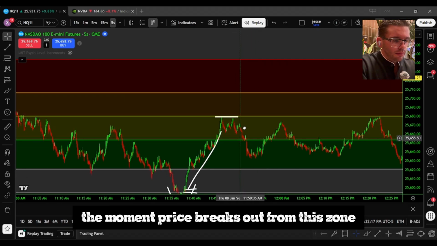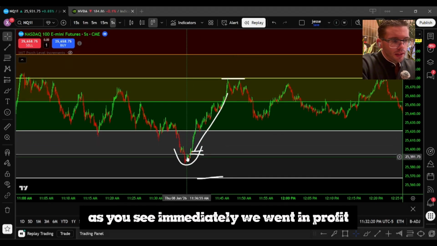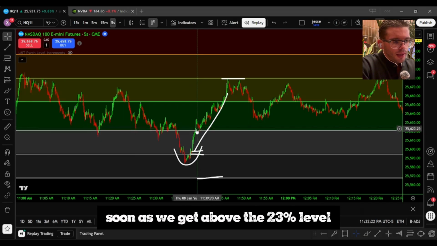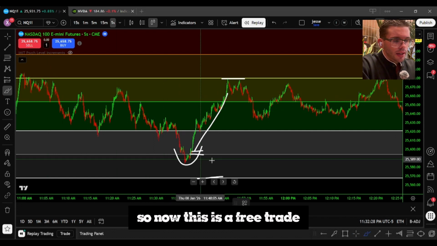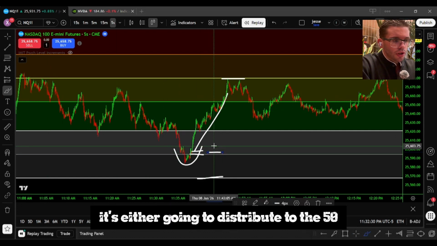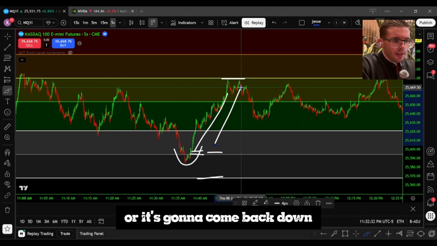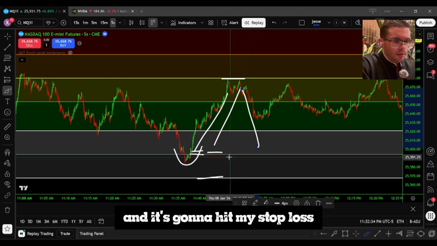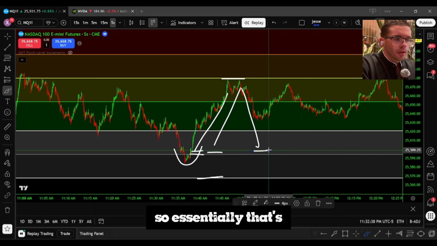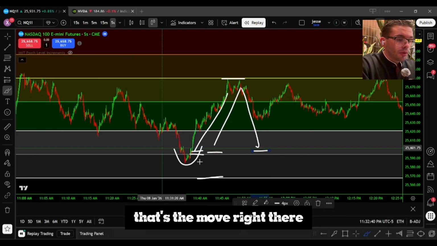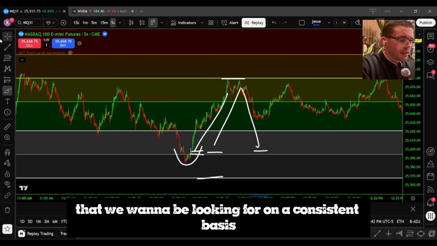The moment price breaks out from this zone, as you see, immediately we went in profit. As soon as we get above the 23% level, my stop loss is going to come to break even. So now this is a free trade. It's either going to distribute to the 50, or it's going to come back down and hit my stop loss, which I'm not going to lose any money on because I moved the stop loss to break even. So essentially, that's the move right there that we want to be looking for on a consistent basis.